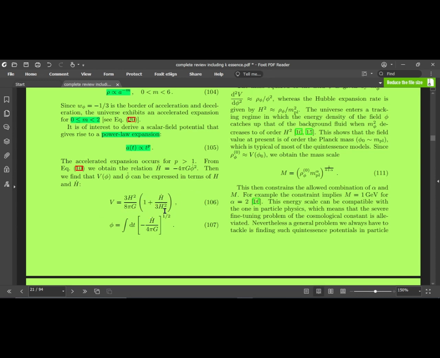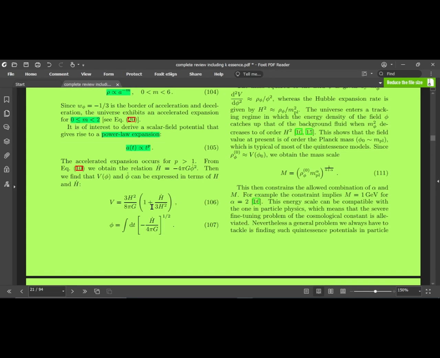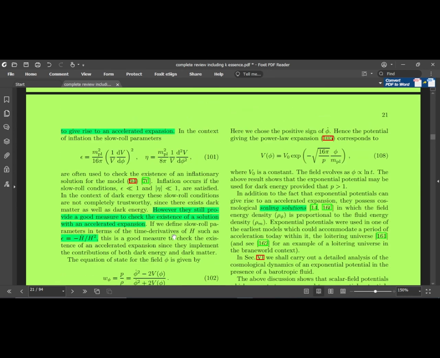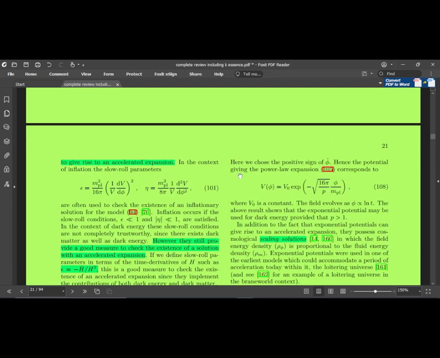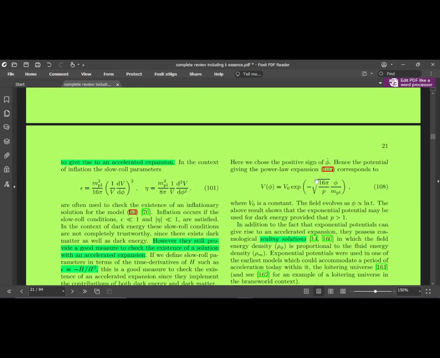So h dot over h squared, in the case of slow roll, has to be very much less, so it will be minus 1 over 3, and then this says that v is approximately flat and so on. And phi is equal to h dot over 4 pi g, which is actually telling you some different stories. Here we choose the positive sign of phi dot, hence the potential giving the power law corresponds to this one. So if we are taking h dot or phi dot to be positive, okay, the power law expansion.